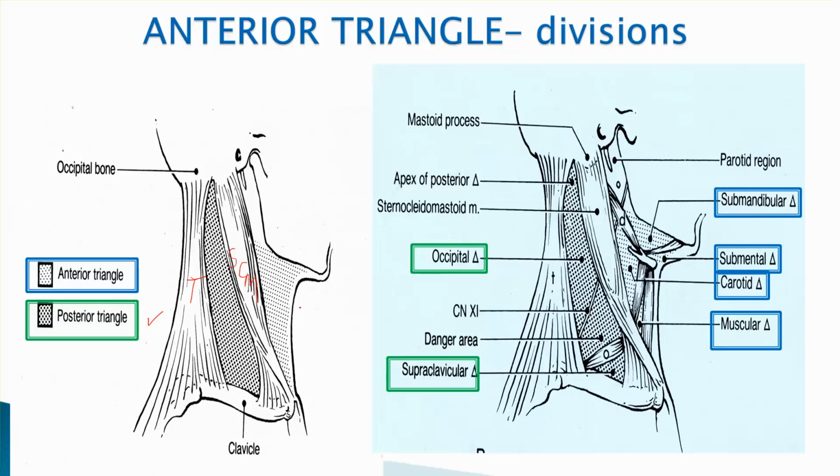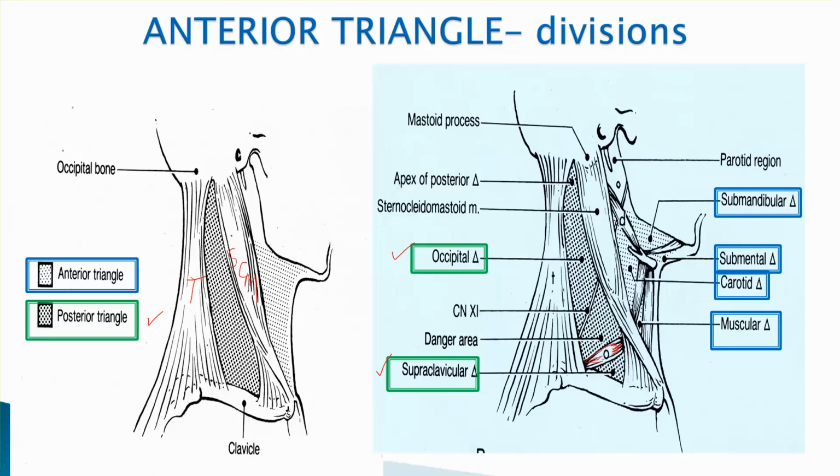The posterior triangle is further divided into the occipital triangle and supraclavicular triangle. And there is this muscle, the one marked here with O, which is the omohyoid muscle. The inferior belly of the omohyoid muscle will divide it into two further triangles, that is the occipital triangle and supraclavicular triangle. This is related to the posterior triangle.